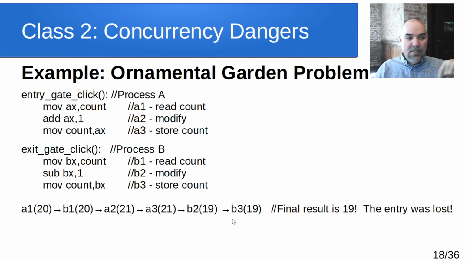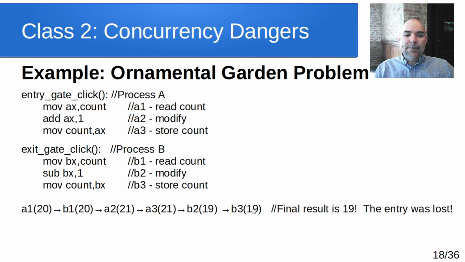The code ran, but the result of it doing that got lost because they both picked up 20. One of them came up with 19, one of them came up with 21. The 21 got written first, the 19 overwrote it. We lost the increment there.